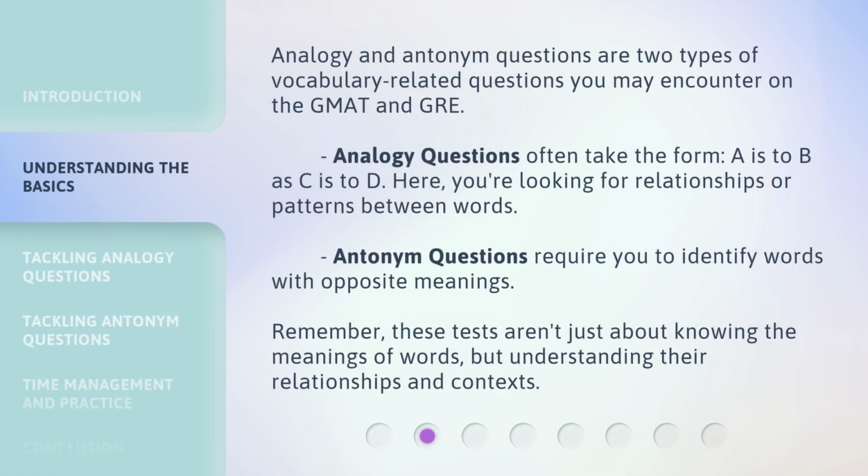Analogy and antonym questions are two types of vocabulary-related questions you may encounter on the GMAT and GRE. Analogy questions often take the form A is to B as C is to D. Here, you're looking for relationships or patterns between words. Antonym questions require you to identify words with opposite meanings. Remember, these tests aren't just about knowing the meanings of words, but understanding their relationships and contexts.